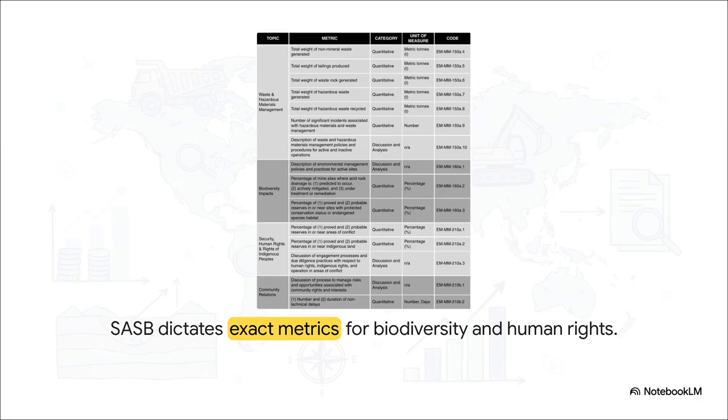Under biodiversity impacts, we've got EM-MM-160a.3, and then further down, for security and human rights, we see EM-MM-210a.1 and 210a.2. These absolutely aren't vague suggestions, they are strict, standardized requirements telling companies they have to report the exact percentage of their reserves sitting in these sensitive areas.